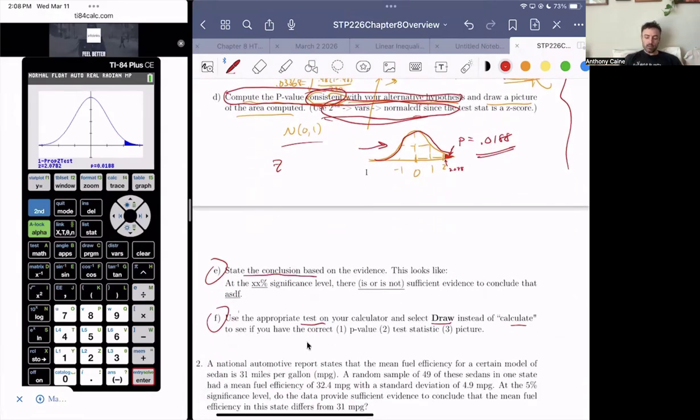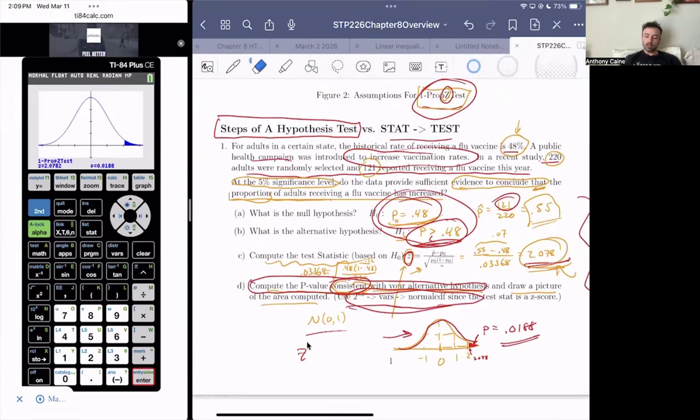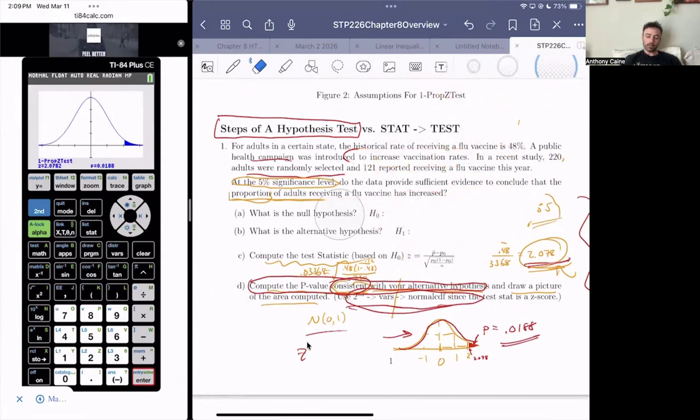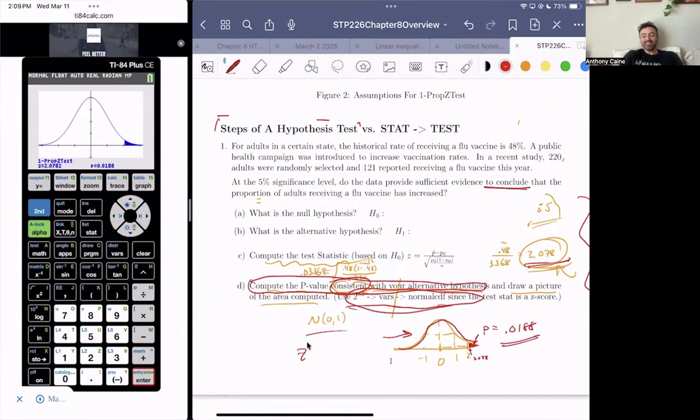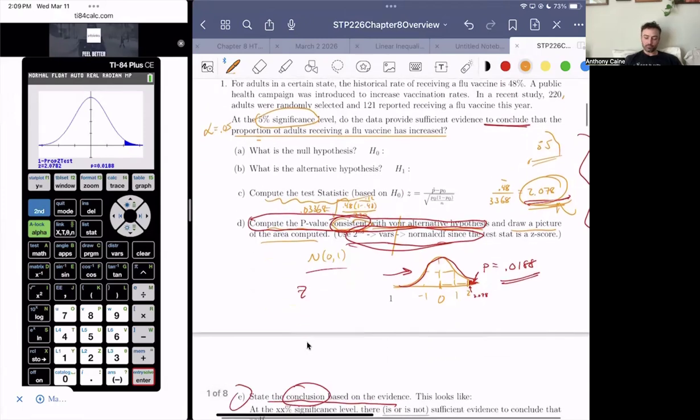So we need to state the conclusion. Okay, now look, there's a conclusion. If we go back to the problem, let me clear out some of this junk. Okay. To conclude, what's the conclusion? So that the proportion of adults receiving flu vaccine has increased. Can we conclude that? Okay, well, what does it mean to conclude it? So we have this alpha value of 0.05. It's a 5% significance level.